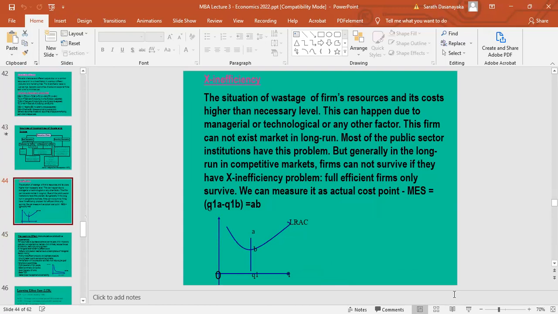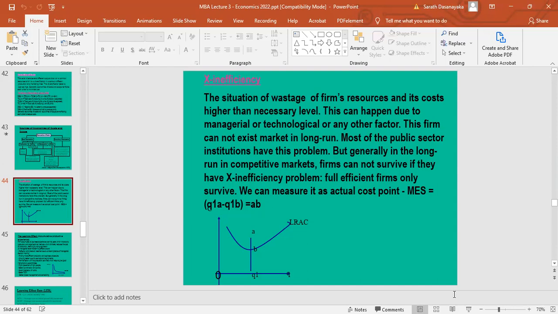Another concept is inefficiency, the situation of wastage of firms' resources and its cost higher than the necessary level. In industry, everybody has to have equal costing level. But that is not the case. This can happen due to the managerial or technological or any other factor. This firm cannot exist in the market in the long run. In the long run, you can't stay if the cost is higher than the average cost in the industry.